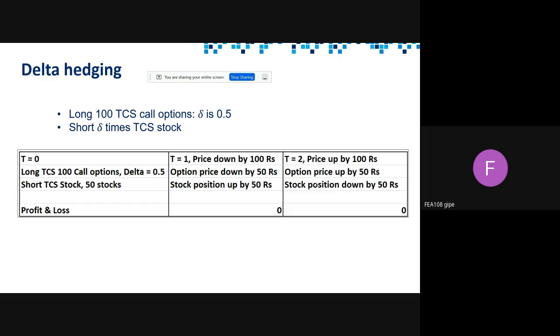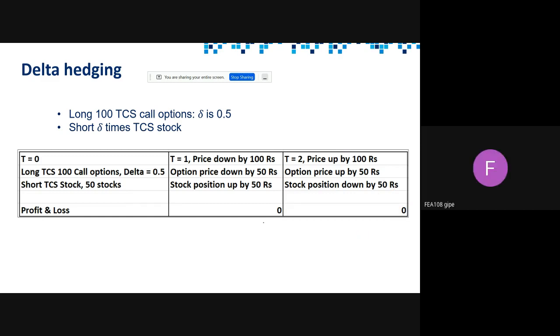Now do the reverse thing. The price is up by 100 rupees. It's exactly reverse, no rocket science here. If the price is up by 100 rupees, the option price will be up by 50 rupees, because the delta is 0.5, and the stock position will be down by 50 rupees. So net P&L will be zero. Everybody okay here?